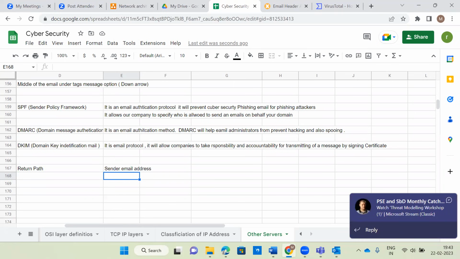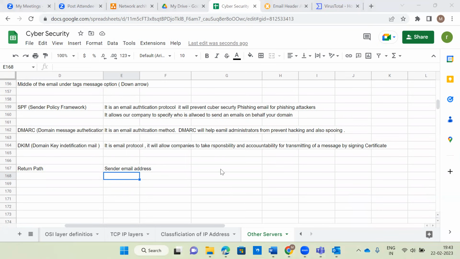I'm repeating once again. The sender email address is x.y@wipro.com, and the return path is showing as y.z@wipro.com. Here a mismatch will be there. In that scenario, we have to suspect it as a phishing email, and then we have to do an investigation. Return path is always equivalent to the sender email address.